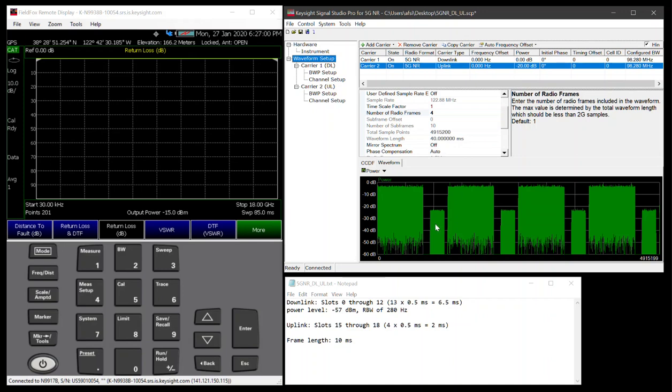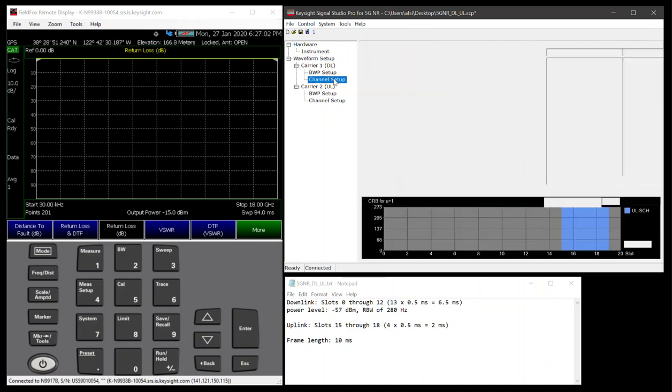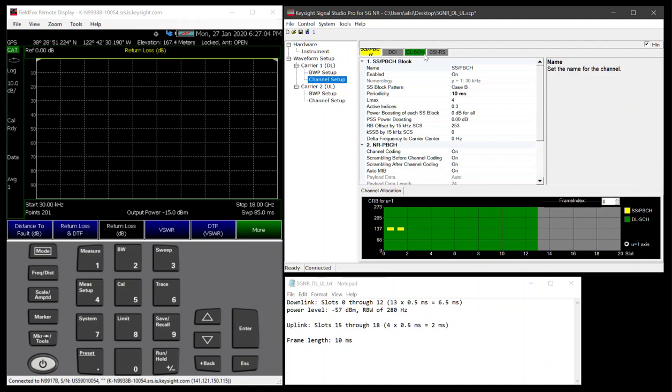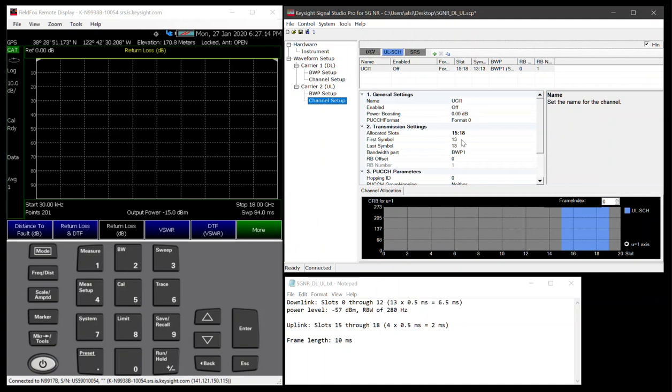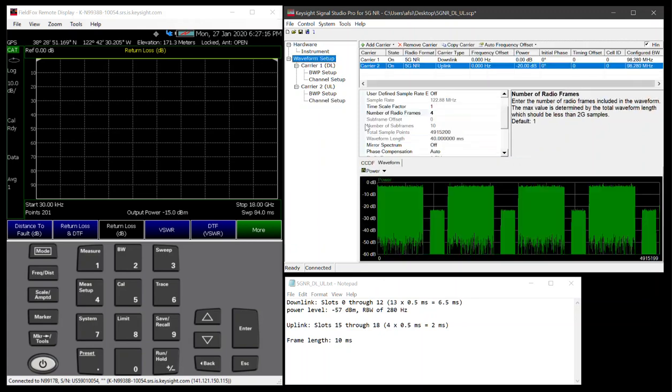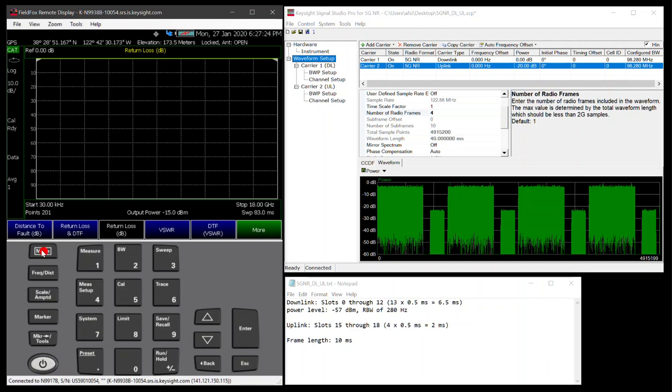That's the uplink. And the other thing I did is I'm in the channel setup for the downlink. I set it up to take slots 0 through 12, and each slot is about half a millisecond, and I set up the uplink to take slots 15 through 18. So when you look at the waveform, this is my downlink, this is my uplink, and I don't have anything here, and each one of these is about 10 milliseconds.